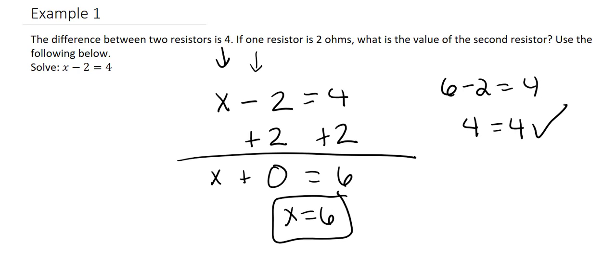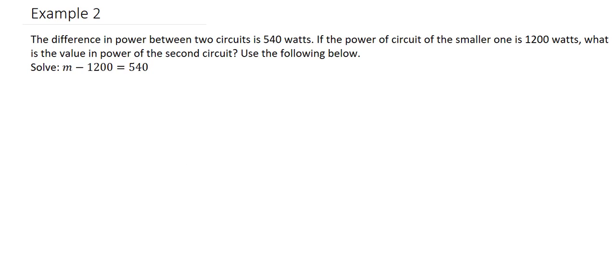Now let's look at the next example. Example 2: the difference in power between 2 circuits is 540 watts. If the power of the smaller circuit is 1,200 watts, what is the power of the second circuit? We're going to use the following: M minus 1,200 is equal to 540.